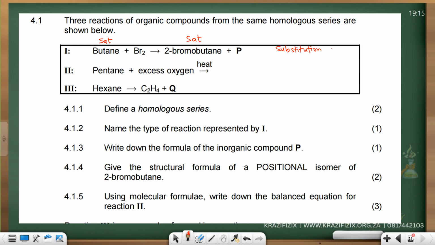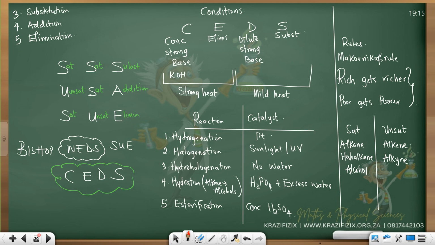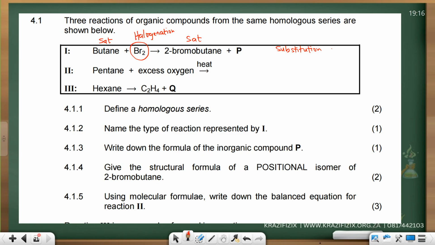Let's deal with that one. Do you notice we are adding what? Br2. What is that? Halogenation. So once you see what's going on, we are adding halogen. You now go back to what you should know. What is the catalyst? Sunlight or UV, number 2. So if you know this now, you just say, oh, sunlight.